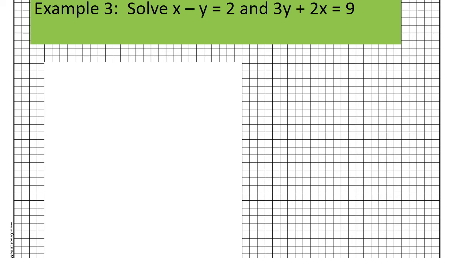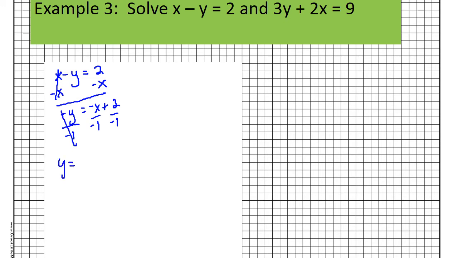All right, example 3. First thing we notice is that our equations are not in slope-intercept form. So let's take that first one, x minus y equals 2. And let's go ahead and subtract x on both sides. That gives us negative y equals negative x plus 2. Divide everything by negative 1. And that gives us y equals a positive x minus 2.